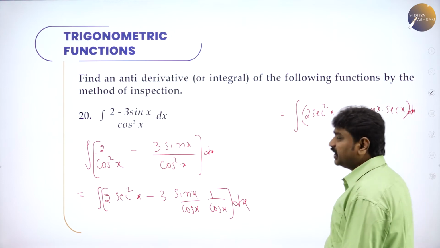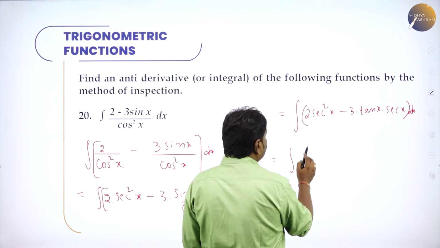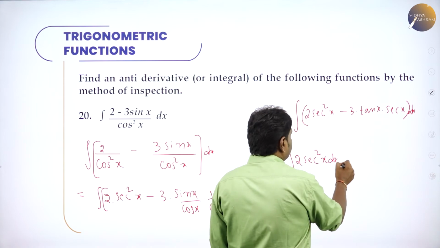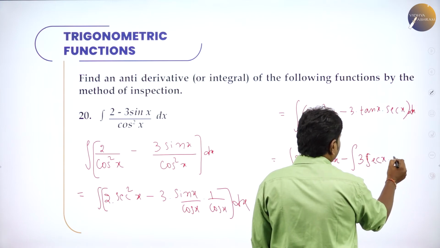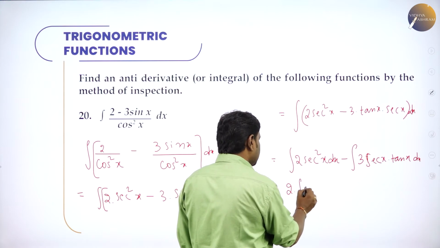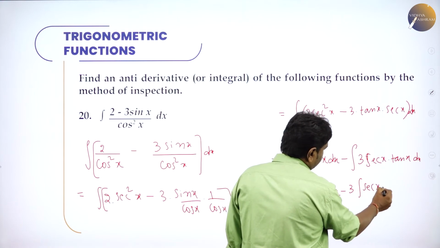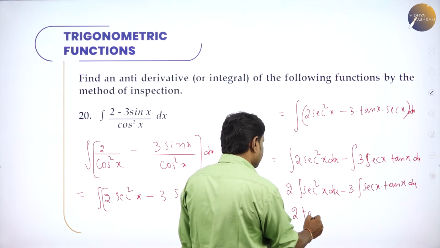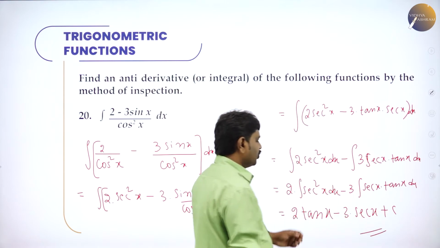dx. So now integrate each term, then it will become integration of 2 is constant, 2 secant square x dx minus integration of 3 tan x into secant x, or secant x into tan x, anything, sec x into tan x or tan x into secant x dx. You know 2 is constant, take it out, integration of secant square x dx minus 3 is constant, take it out, integration of secant x into tan x dx. So integration of secant square x is tan x, integration of secant into tan is secant x plus c. These are there in the formula list.